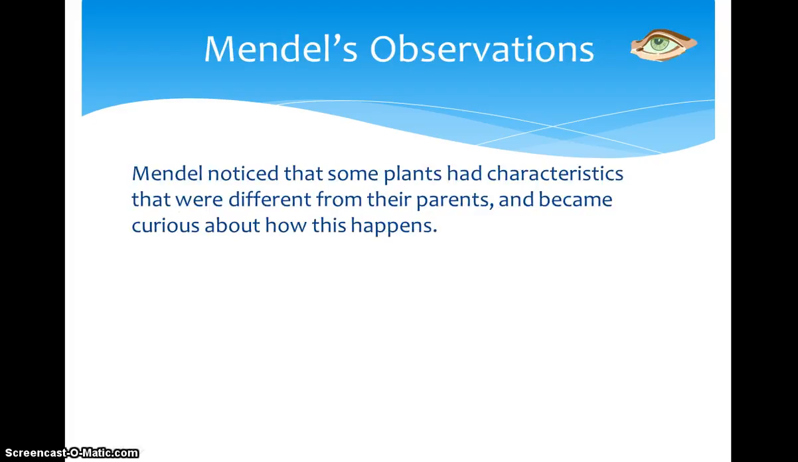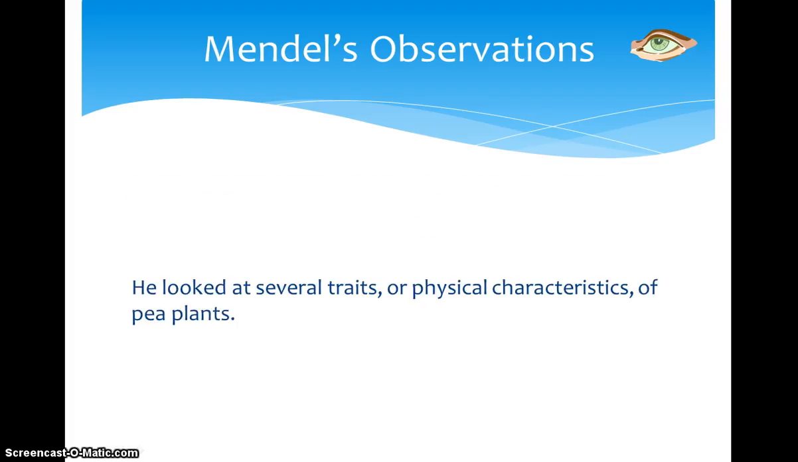Now, being the scientist that he was, he made some observations about those pea plants. He noticed that while many of those plants had traits identical to their parents, several of them also had traits that were completely different from their parents. So he became curious and wondered why and how that happened.